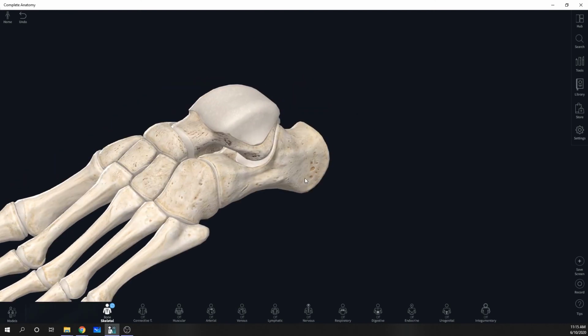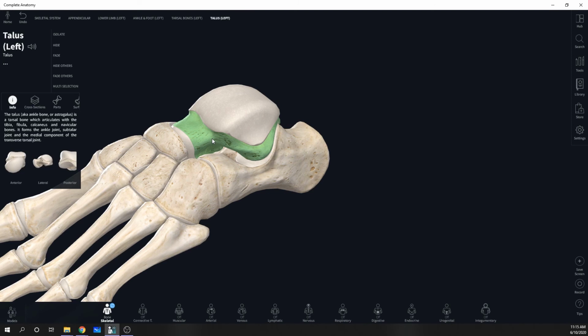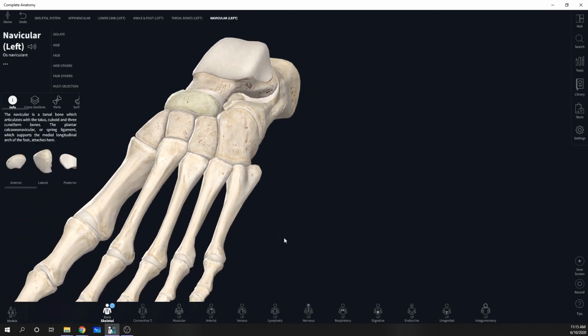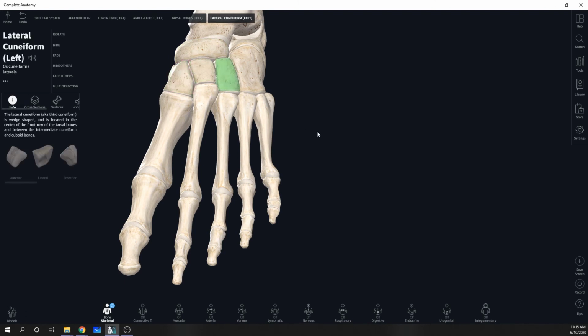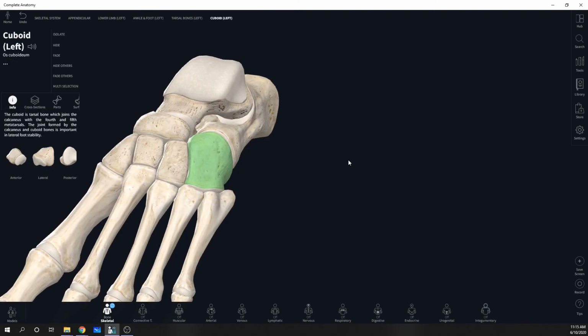If I spin around, you can see that you have 7 tarsals. We can see the talus, the calcaneus, navicular, medial cuneiform, intermediate cuneiform, lateral cuneiform, and cuboid. Now there's a lot there, just like with the carpals of the hand.